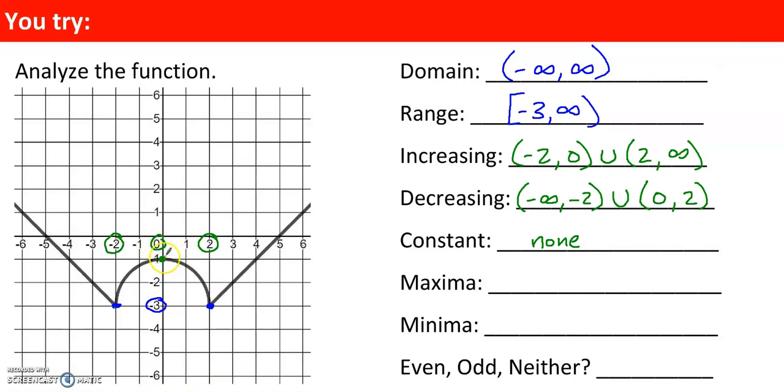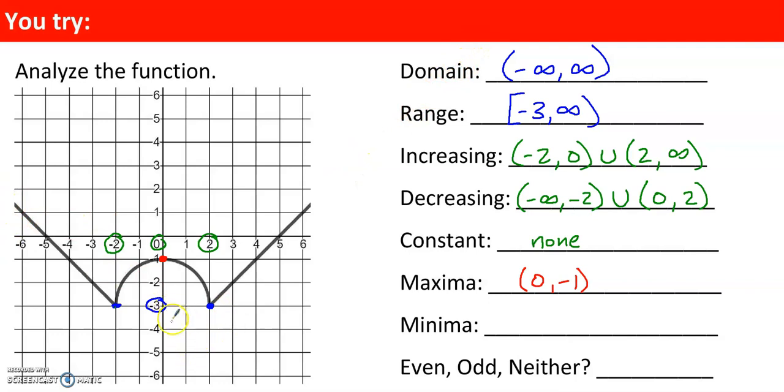I have a maximum point right here, where I switched from increasing to decreasing, and that ordered pair would be 0, -1. And I think that's the only maximum point I've got. I don't really have a maximum point here off the right edge of the graph because the graph will continue forever. And I don't have one over here as well.